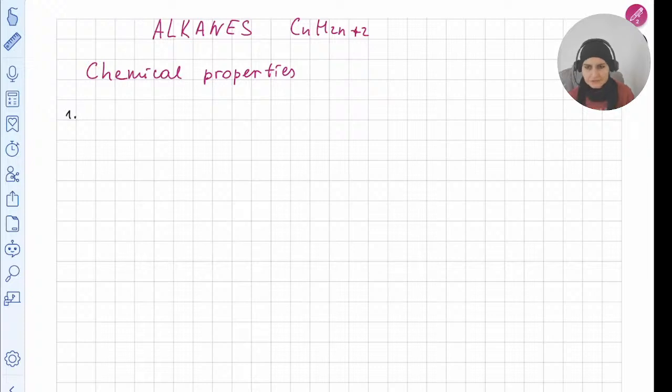Okay, so the first chemical property would be halogenation. If you have an alkane, it would undergo halogenation. It's a reaction with halogens, for example, Br2, Cl2. For each reaction, you need to memorize the conditions and, obviously, the products. Okay, so let's just write an example.